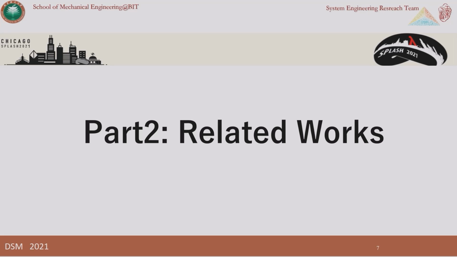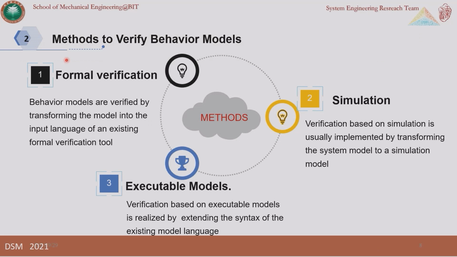Next, I will talk about the related works about modeling and verification. From literature review, we summarize the 3 methods to verify behavior models, including formal verification, simulation, and executable models. In the formal verification methods, behavior models are verified by transforming the model into the input language of an existing formal verification tool. Verification based on simulation is usually implemented by transforming the system model to a simulation model. Verification based on executable models is realized by extending the syntax of the existing model languages, such as UML.